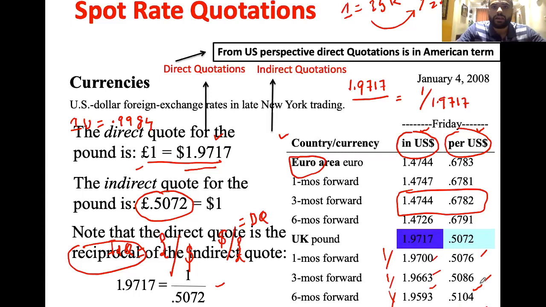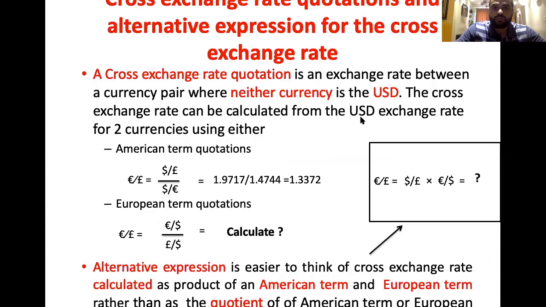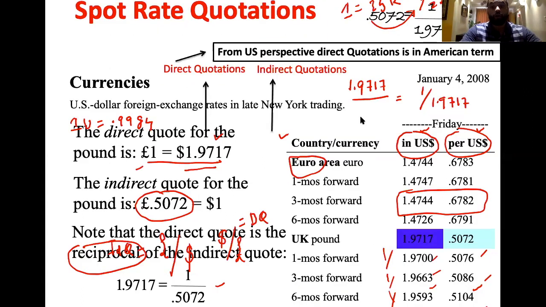All right, so let's move on. Any questions, or move on? So same thing, as I mentioned, 1 divided by 1.97 is the reciprocal. If you want to get this quotation, then use this divided by this, right? Or this quotation, this divided by this, right?